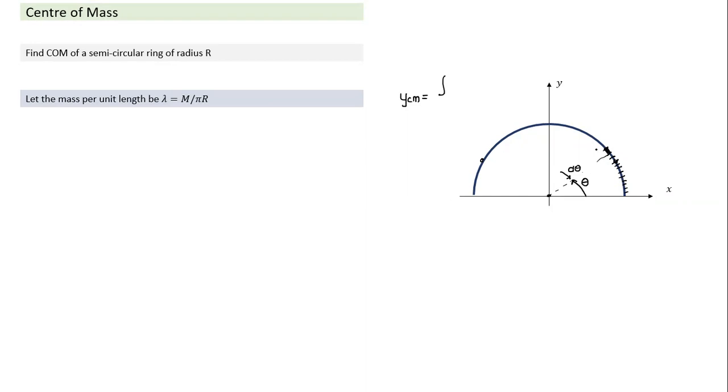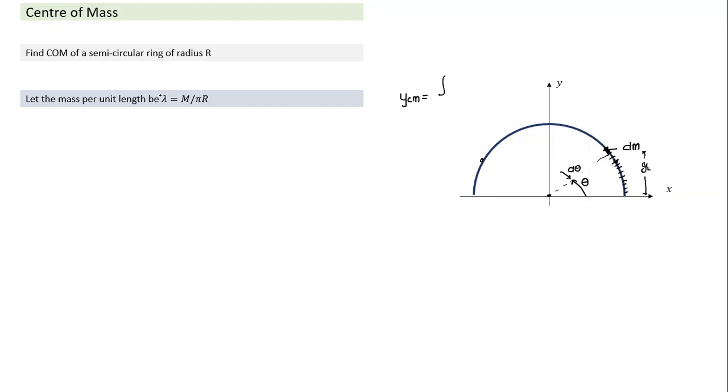Moment of the y component, basically the y coordinate. If this mass is dm and this is yi, what would be the moment of this small mass? To calculate YCM, I have to calculate the sum of the moments of all masses. I'll calculate the moment of one mass and add it up by integrating over the random mass.